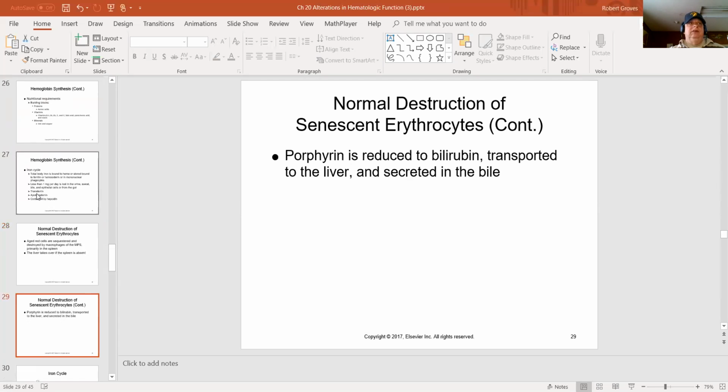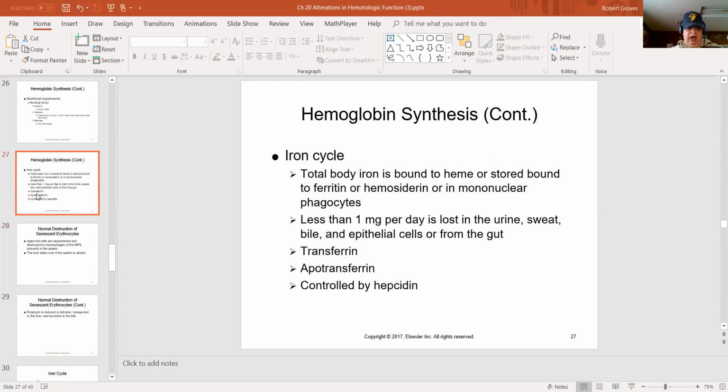Now we'll return to the iron cycle. The greatest proportion of the total body iron level is located in the erythrocytes. Actually, approximately 67% of the total body iron is bound to the heme in erythrocytes, and some of it's attached to the muscle cells, the myoglobin.